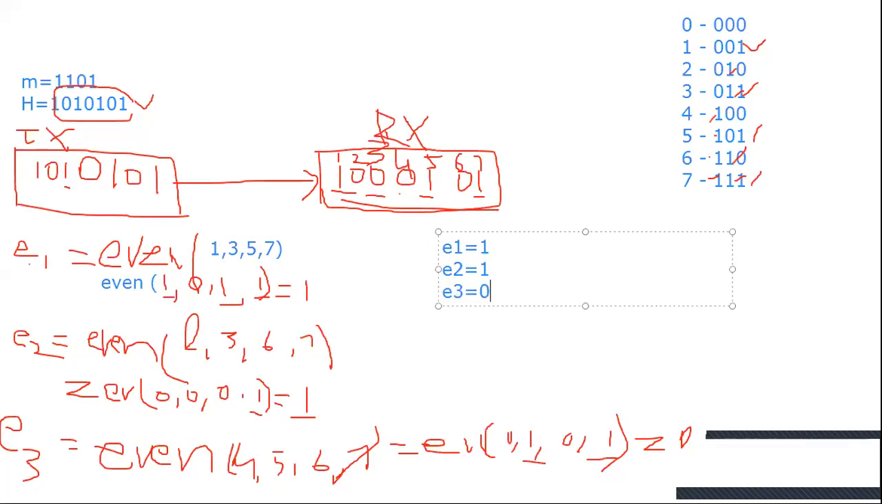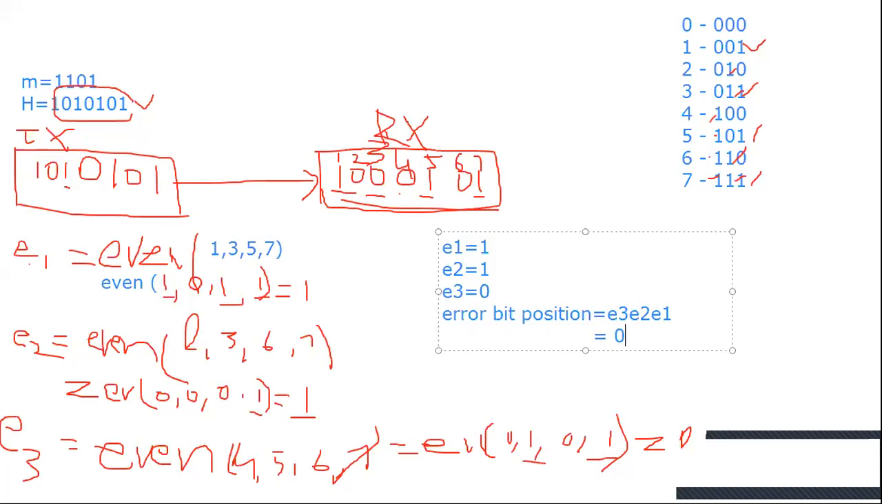Do you understand how to find these error bits? So now the error bit position is equal to E3, E2, E1. So what is the E3 value here?